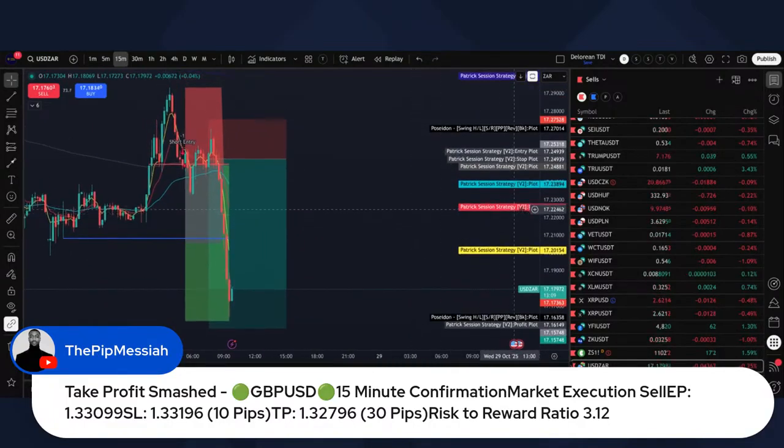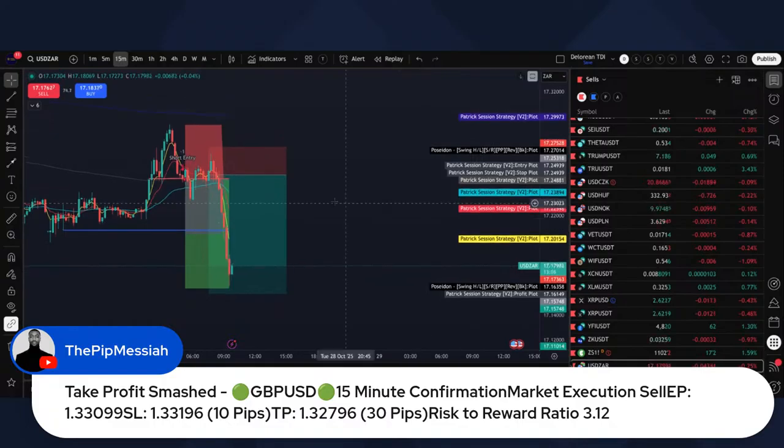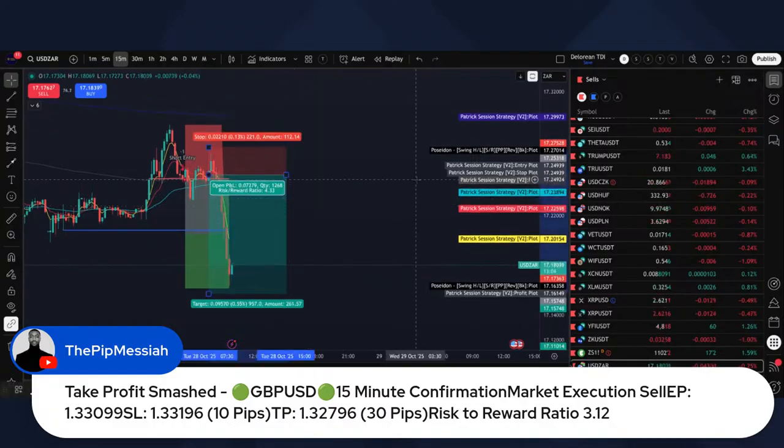Closing United States dollar versus South African rand. So we'll park here. It's for 957 pips. We called that a little earlier in the live. It's one of the first calls that we called, actually.